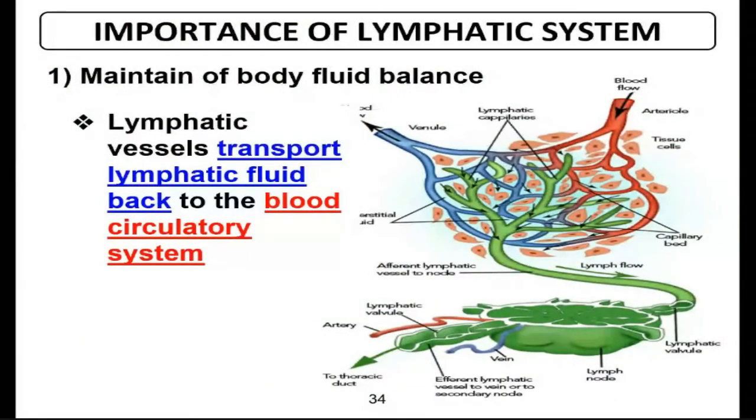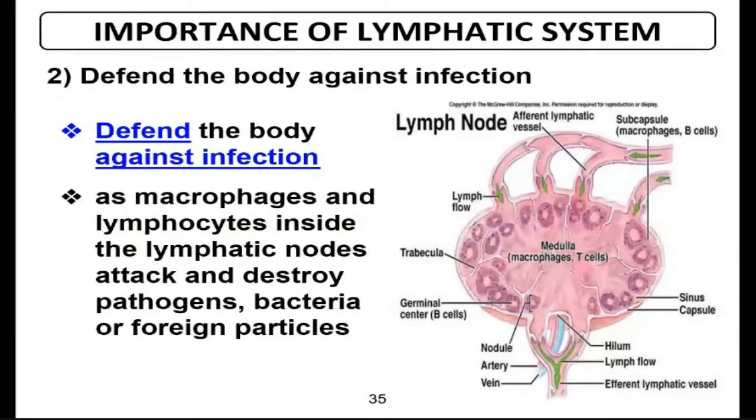Let's look at the importance of lymphatic system. Lymphatic system is important to maintain our body fluid balance, because lymphatic vessels transport back lymphatic fluid to the blood circulatory system. Memang penting dia, memang nampak macam dia keluar daripada blood vessels in the first place, in the blood capillaries kan. Tapi dia masuk ke dalam lymphatic fluid, ada kelebihan dia, dia akan bantu untuk filter, tapi kemudian dia akan bawa balik ke dalam blood circulatory system. So this is to maintain body fluid balance. Then lymphatic system important to defend body against infection, because it has the lymphocyte and the macrophage. Okay.